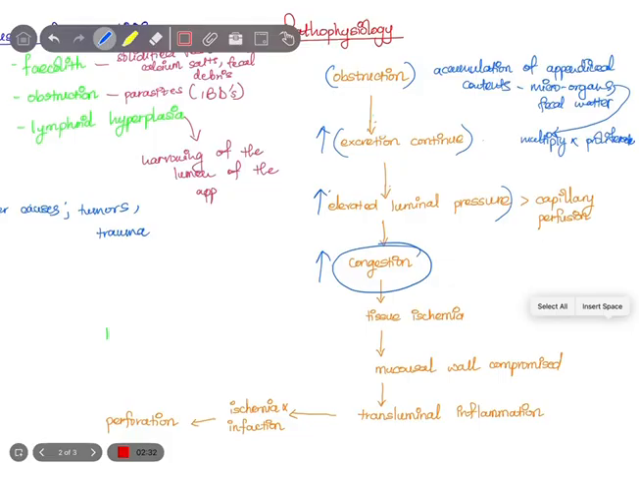Now, compression of the arteries is what will lead to decreased perfusion and supply. Decreased perfusion and supply of oxygen and nutrients is what begins tissue ischemia.